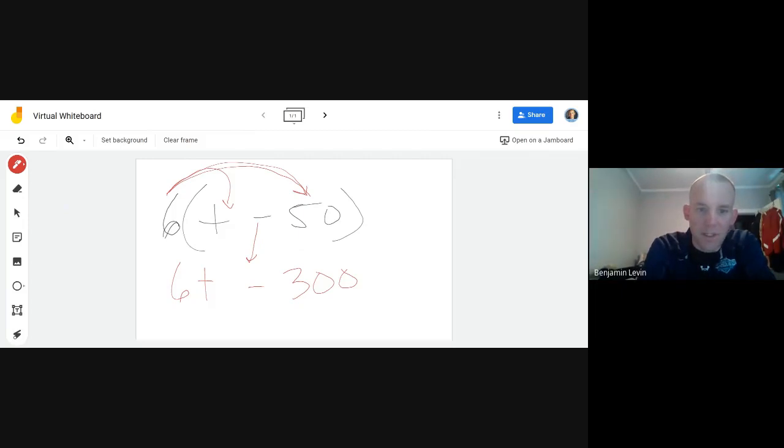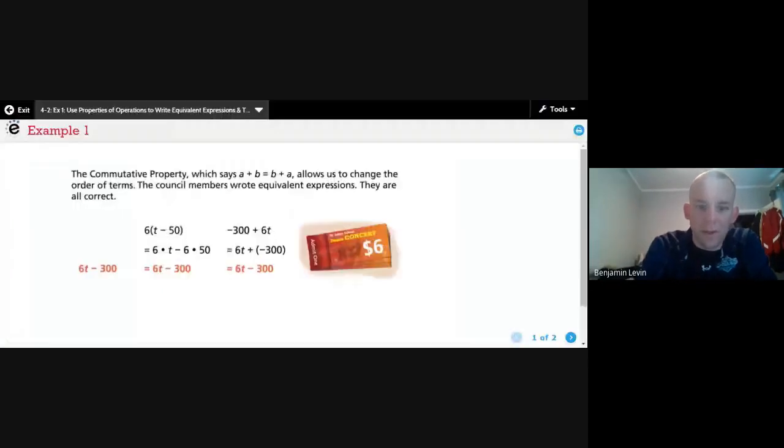So that's how that works. The distributive property: 6 times t is 6t, and 6 times 50 is 300. So that's how they got what they got in this middle expression. All right.